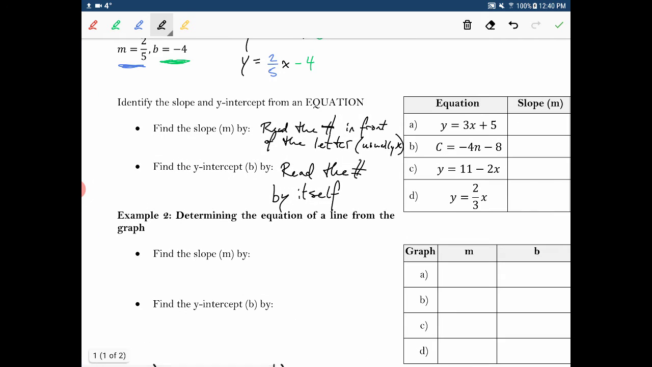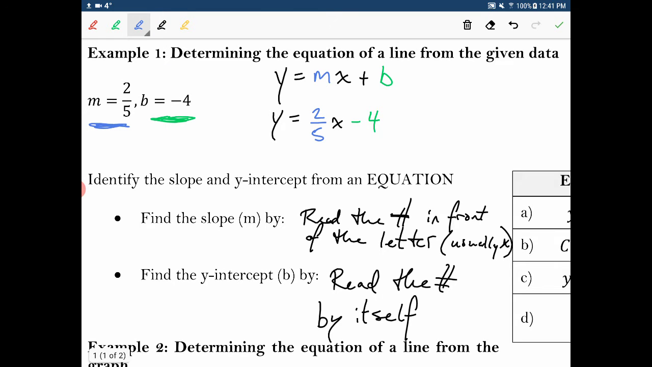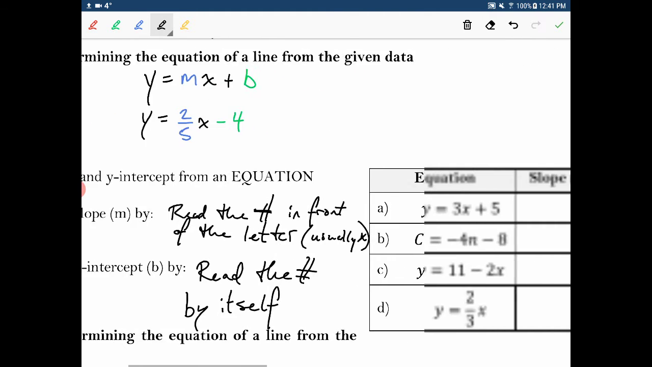Okay, so for instance, up here, this was our slope because it's in front of the x. This is our y-intercept because it's by itself. It doesn't have a variable attached to it. Okay? All right. So let's take a gander.